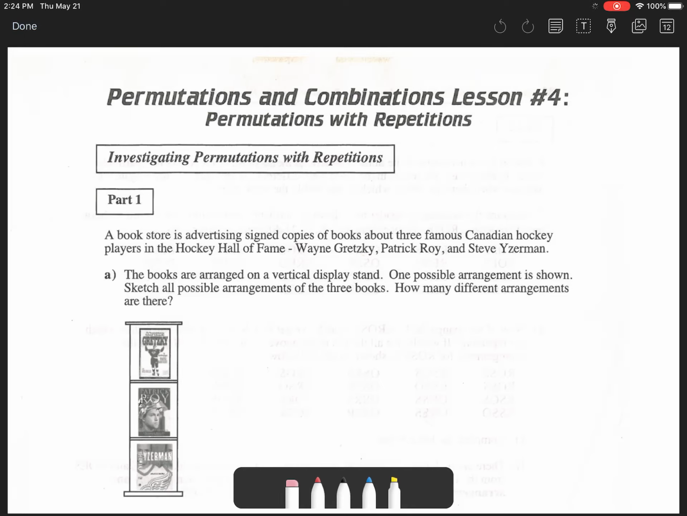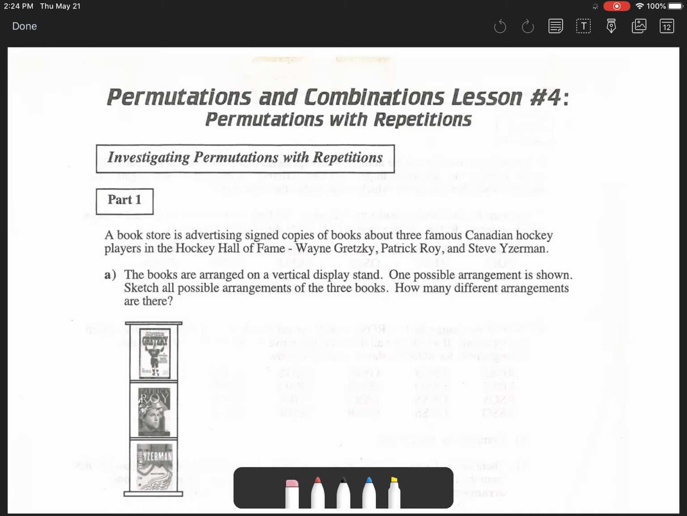Hi, Math 30-2s. Continuing on today with permutations, but today we're going to take a look at permutations with repetitions. So you'll see elements or things repeated in the question, things that look identical within the question. And when we come across that, the way we go about solving for the total number of permutations is a little bit different.